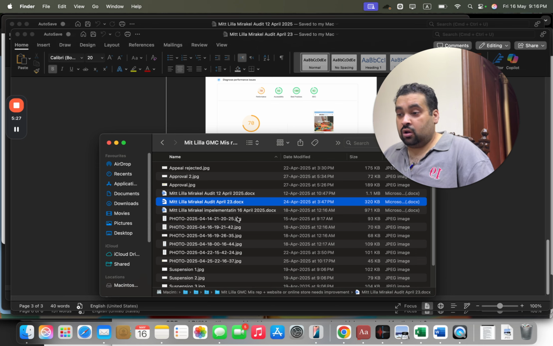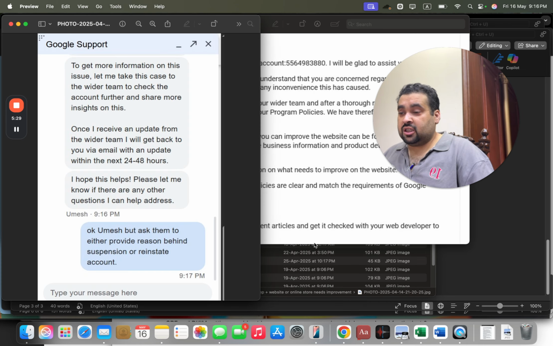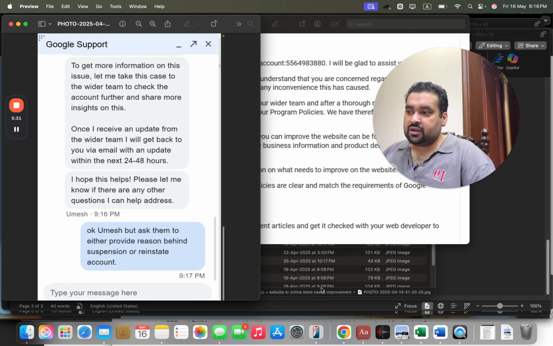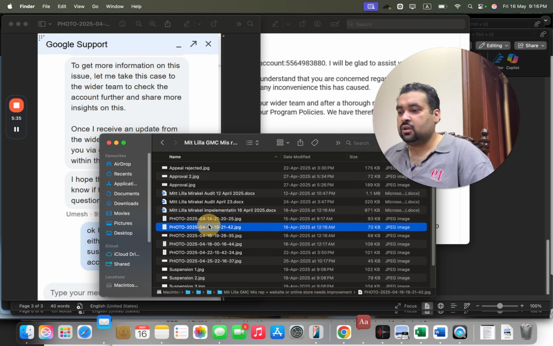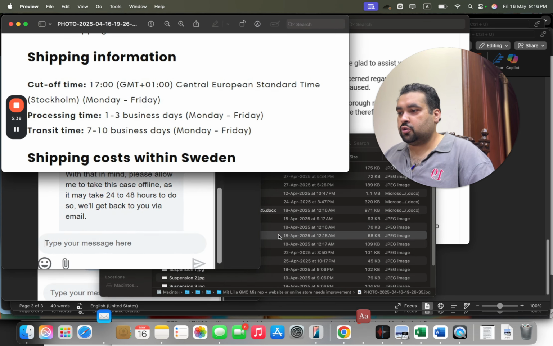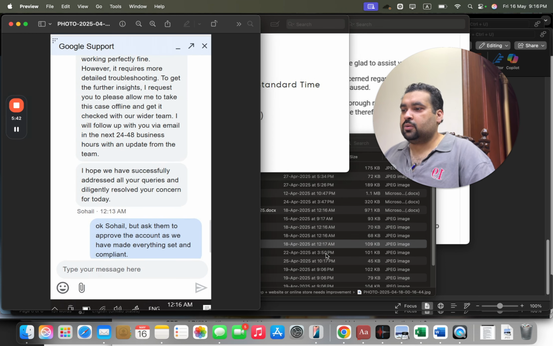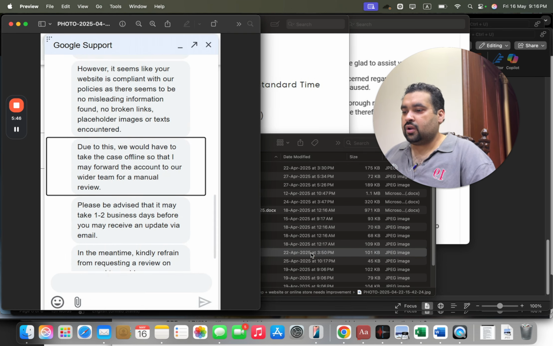So now I'm going to show you other things as well. At Google we have a dedicated support through which we were discussing the case. This is a few of the communications done for those things, so I'm going to show you over here. These are the things which needed amendments. So this is the communication going on right now. Ask for the wider team to get it approved. Ask for the team. Due to this, the case would have to be taken offline.